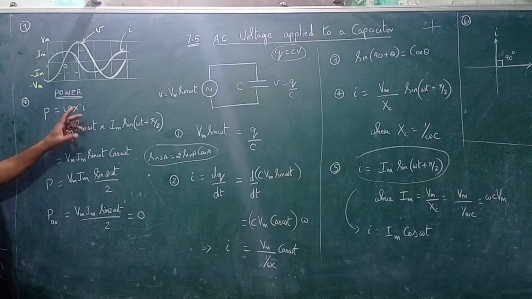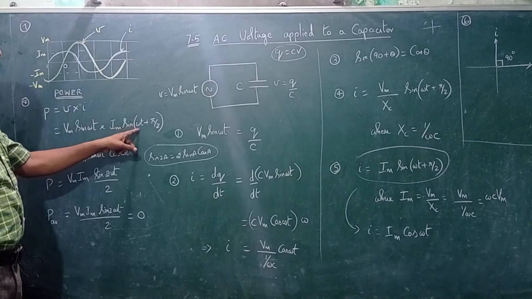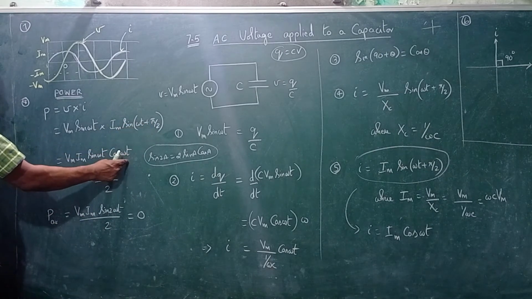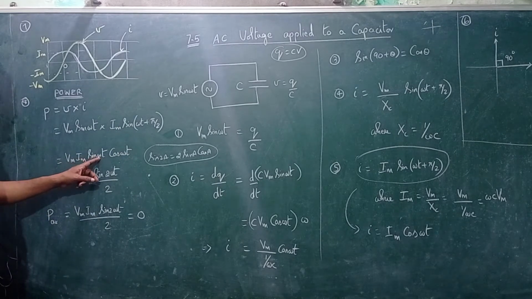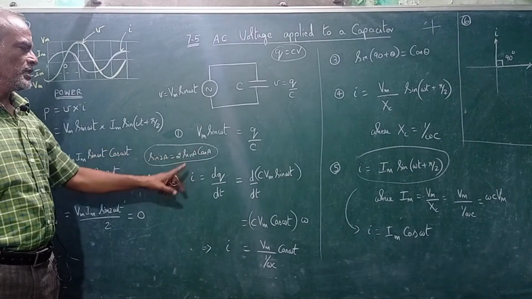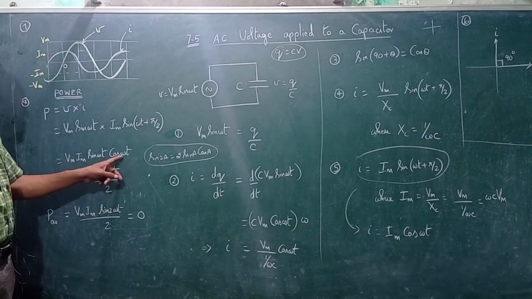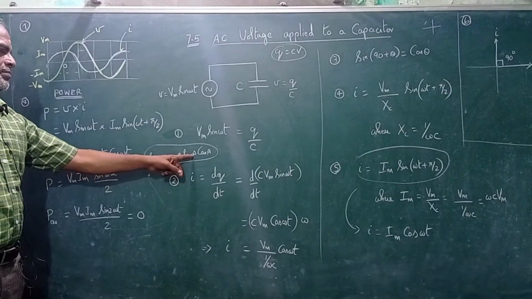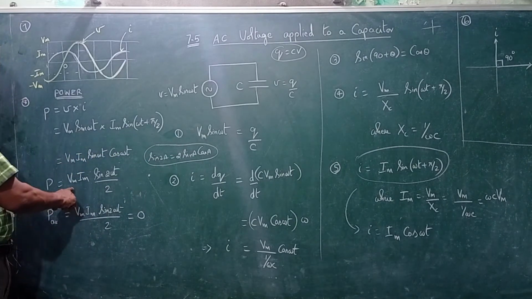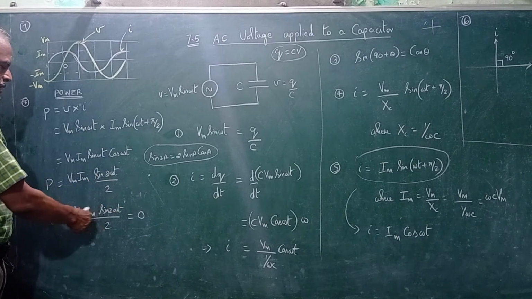So power is equal to V into I. So V, we know Vm sin omega t, multiplied by Im sin omega t plus pi by 2. This is current. Now sin 90 plus theta is cos theta, cos omega t. So Vm Im sin omega t cos omega t. Now we have the formula sin 2a is equal to 2 sin a cos a. That means sin a cos a is equal to sin 2a by 2. Here we have sin omega t cos omega t. That means this can be compared with this. So sin 2 omega t divided by 2 for this. So we have Vm Im sin 2 omega t divided by 2.